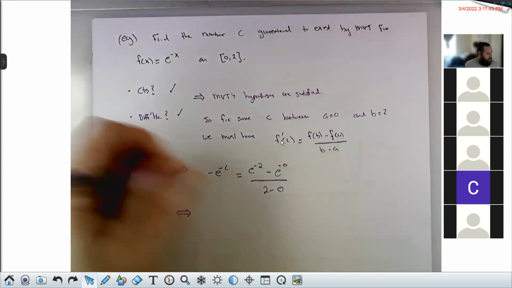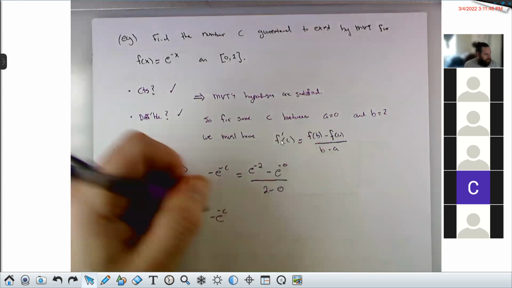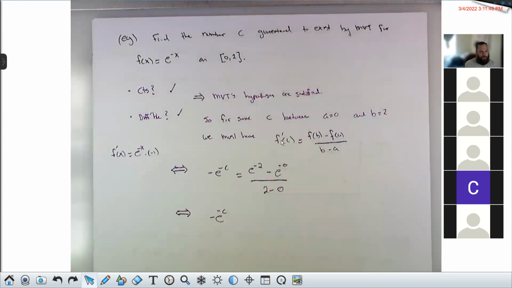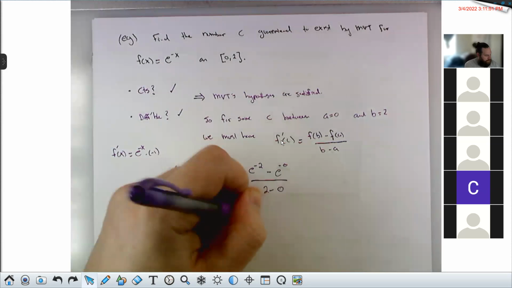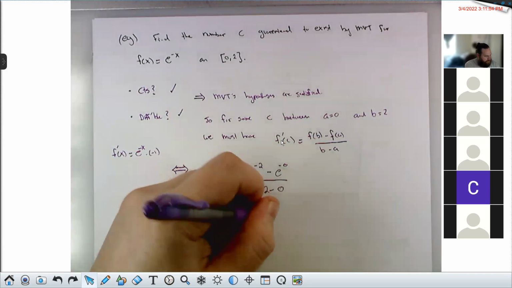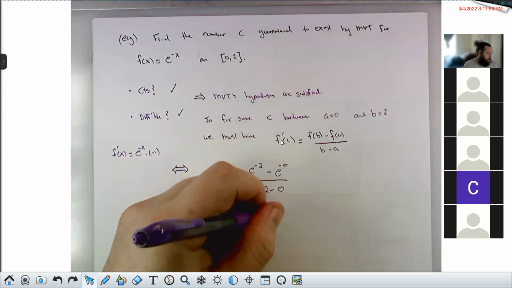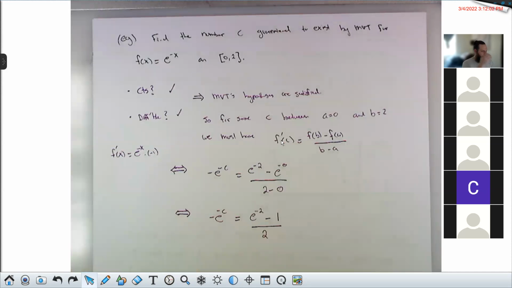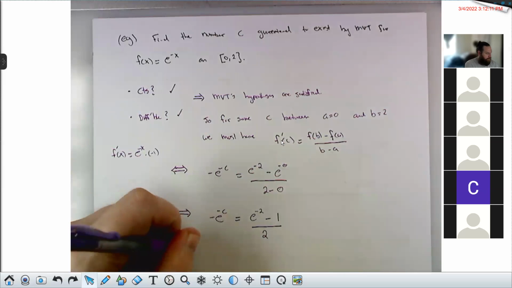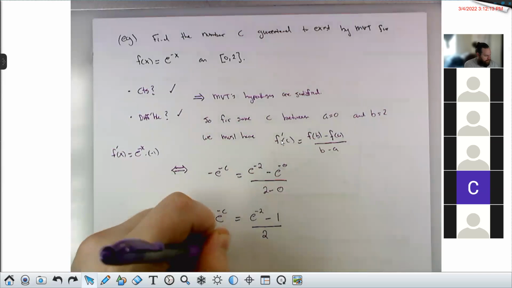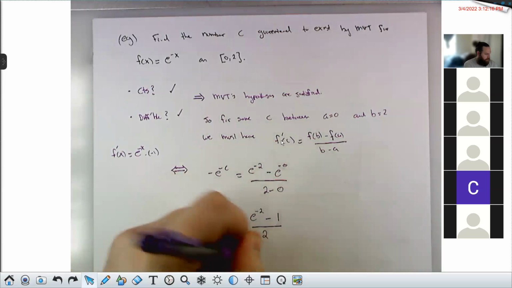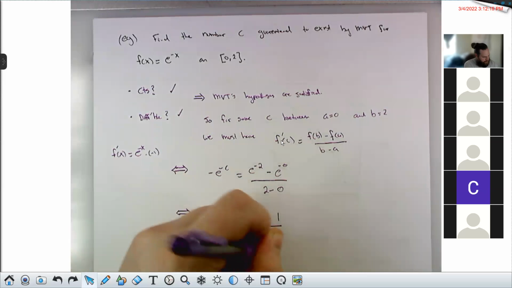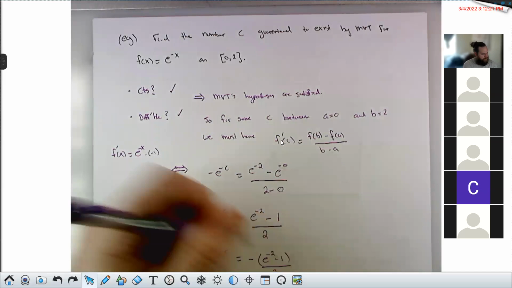Let's fiddle with this a bit. My goal is to solve for c. So I have negative e to the negative c equals e to the negative 2 minus e to the negative 0, which is e to the 0, that's 1, over 2 minus 0, that's 2. Again, my goal is to solve for c. If I multiply both sides by negative 1, to get rid of the negative, that's e to the negative c equals negative e to the negative 2 minus 1 over 2.